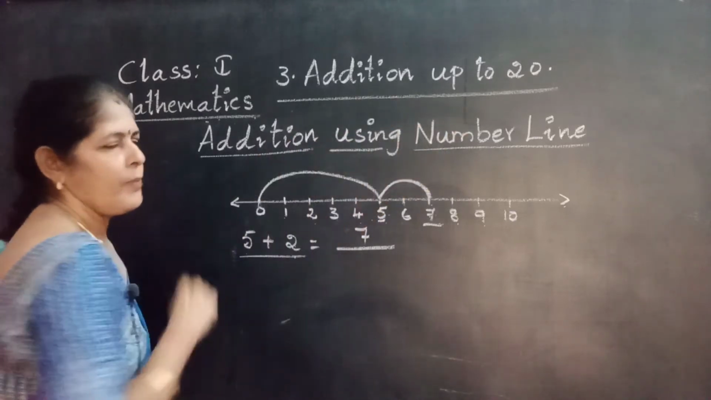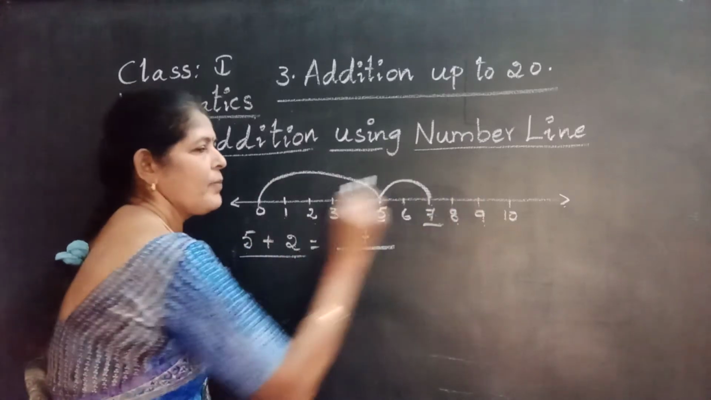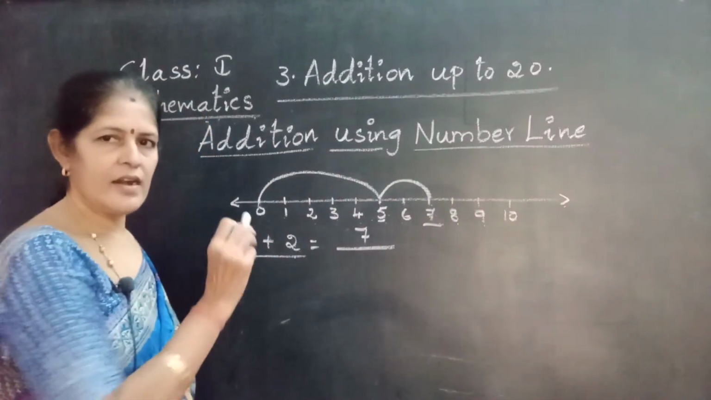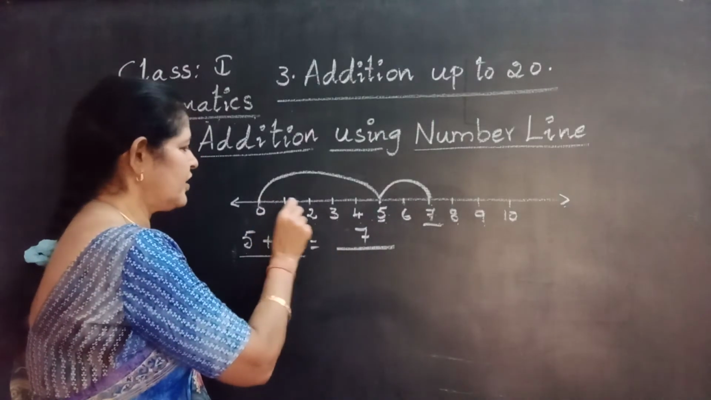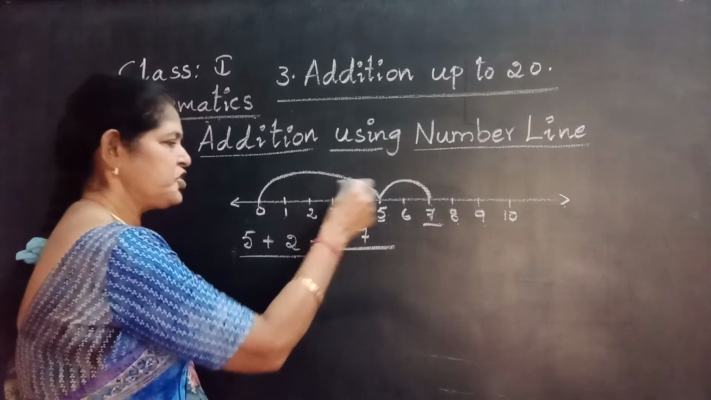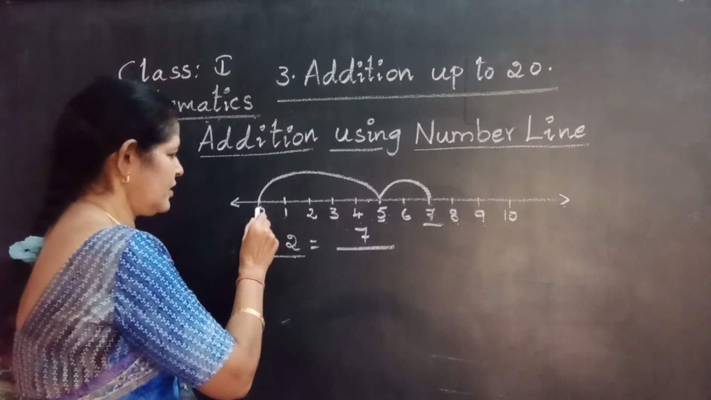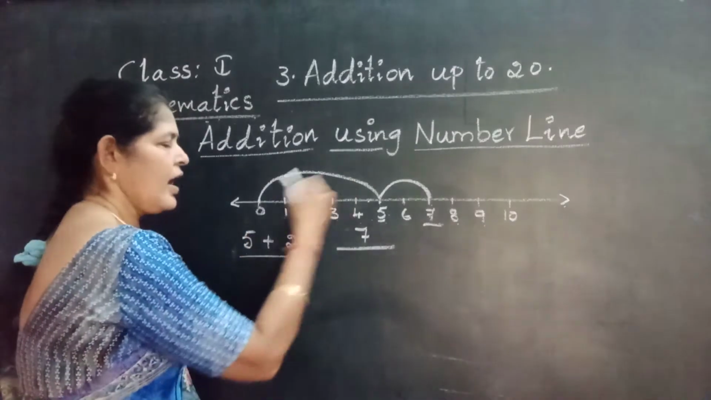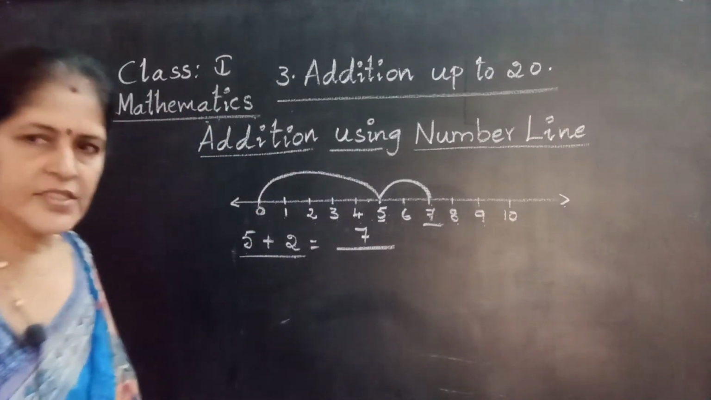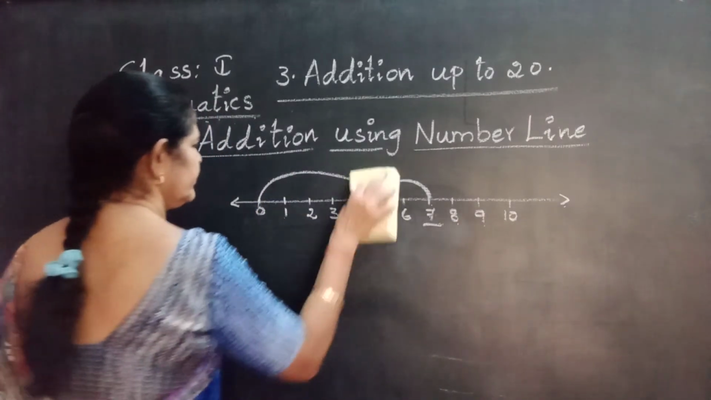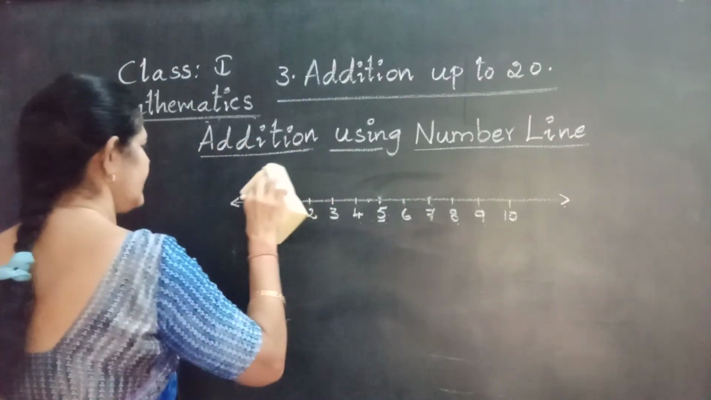Addition using number line. This is the number line. Number line: draw with a straight line, mark the numbers in order and with equal gaps. Each number increases by 1 to the right side. That means the number line starts from 0 and ends here, where I can draw 0 to 10. Okay? Understood? Another addition. Again draw the number line and do addition on the number line.